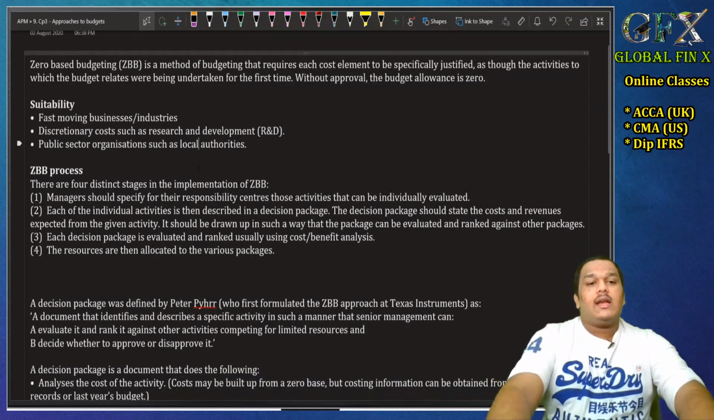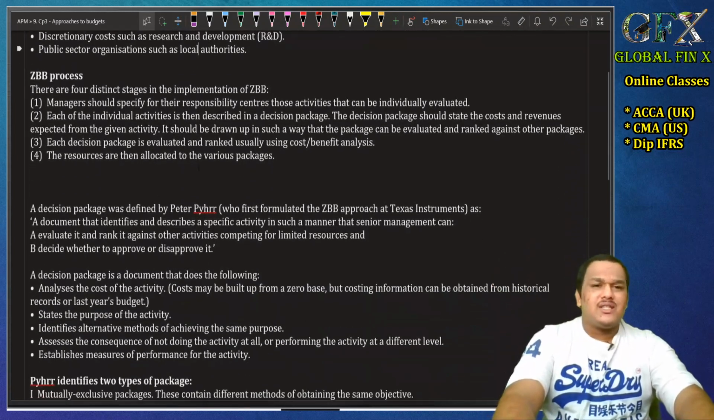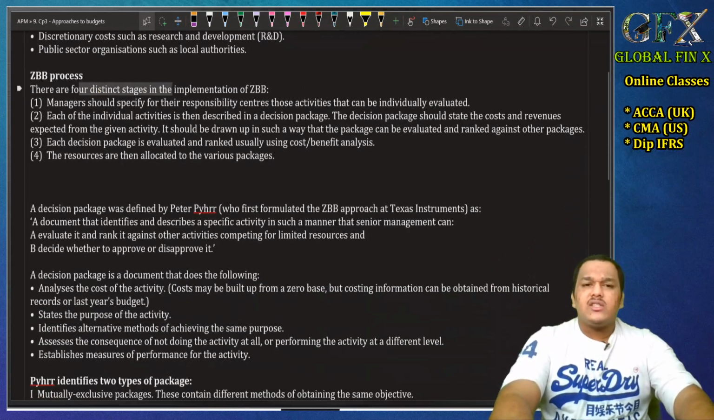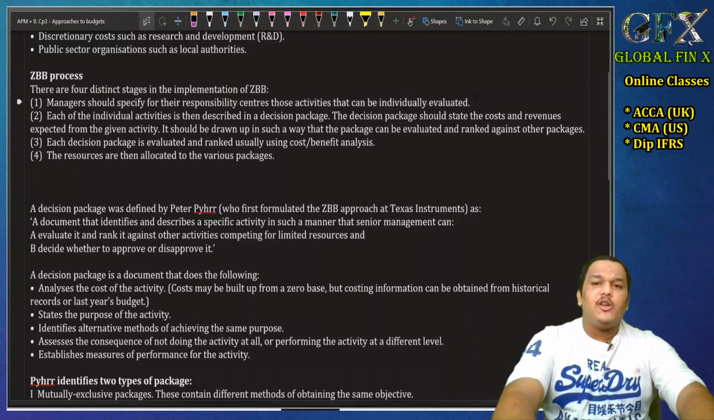Okay. Next one. What is the process of zero-based budgeting, sir? Common sense, ma. There are 4 distinct stages. What are those, sir? First of all, managers should specify for their responsibility centers those activities that can be individually evaluated.